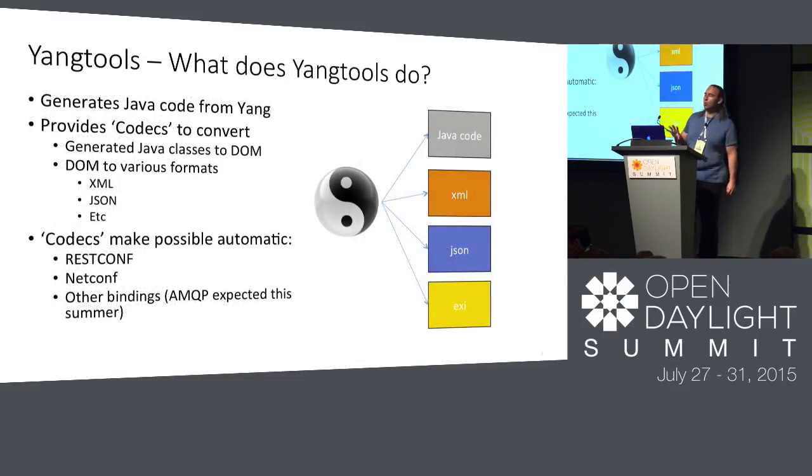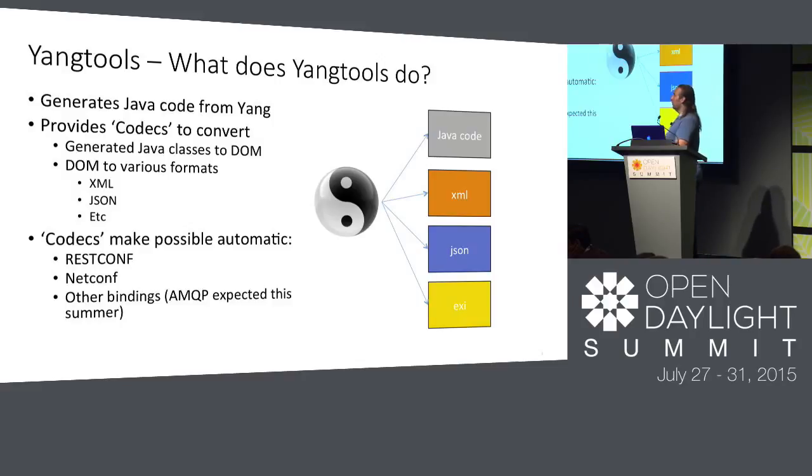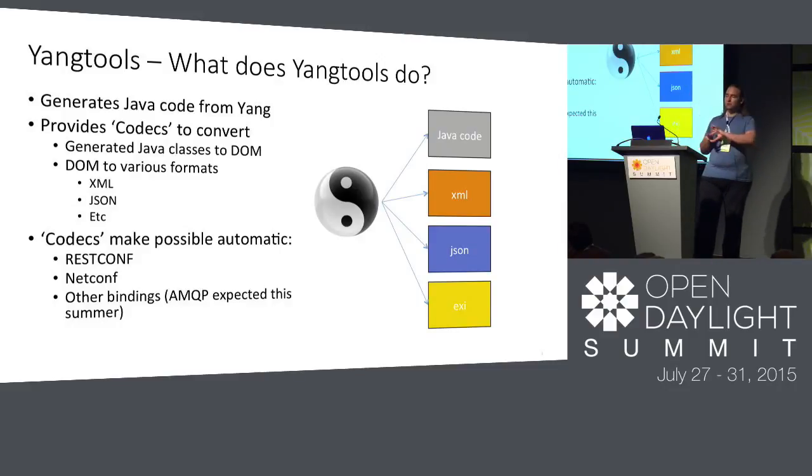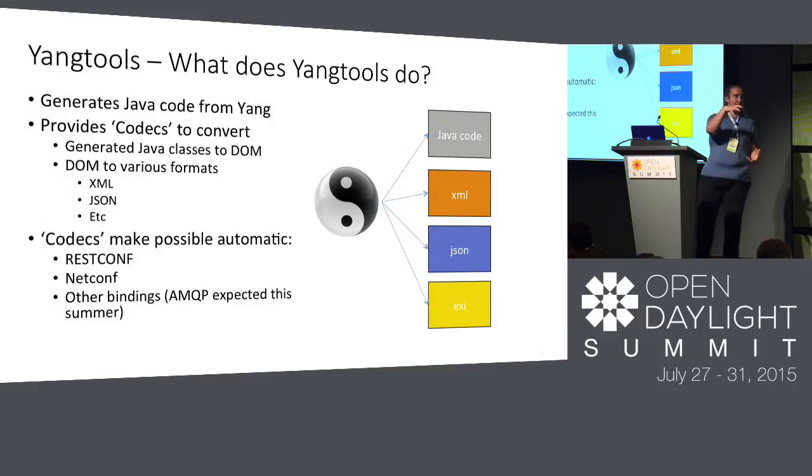So, cool things this allows us to do. Being model-driven and using Yang means that we can generate Java code from Yang, and we'll walk through and take a look at that Java code here in a second. It provides codecs that will convert from that generated Java code to a DOM format, which can then be used to generate XML and JSON for REST. This allows us to automatically have RESTCONF interfaces, so you get REST without any effort at all. And it's REST that operates the same way.